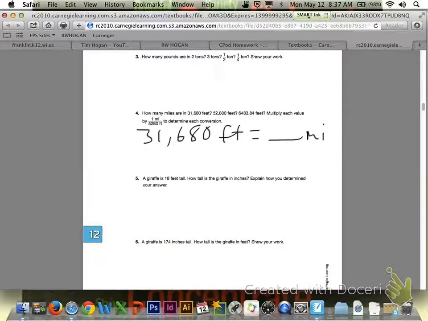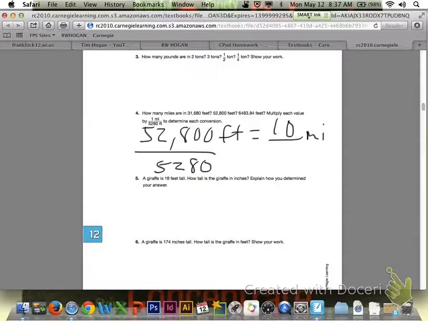If you take a look at number 4, they're asking how many miles are in 31,680 feet. This time you are going from a smaller unit of measure to a larger unit of measure, so now you have to divide. There are 5,280 feet in 1 mile, so if you divide 31,680 by 5,280, you are going to get 6 miles for your answer.